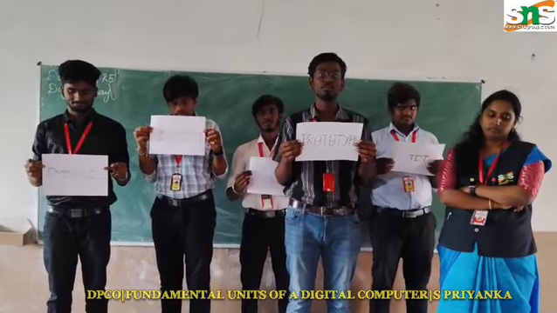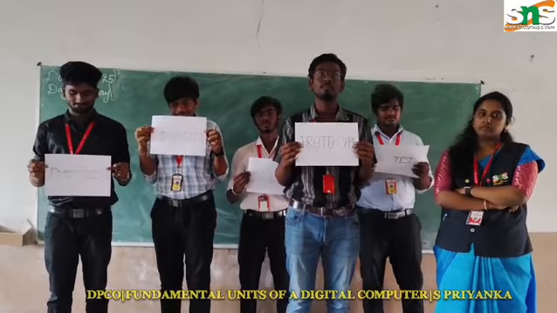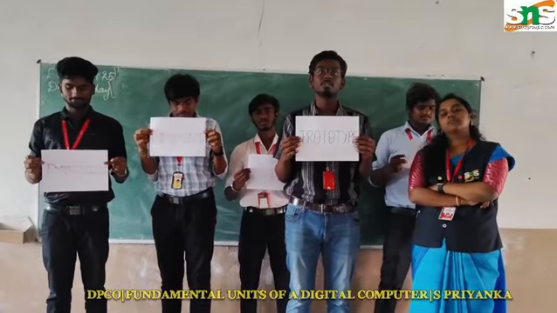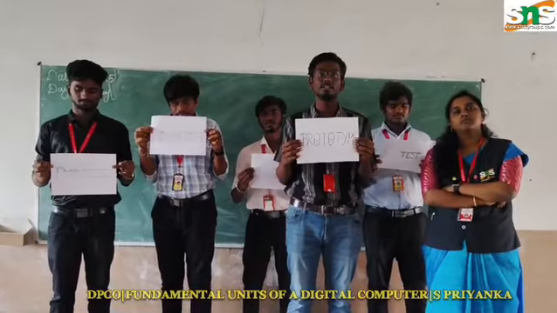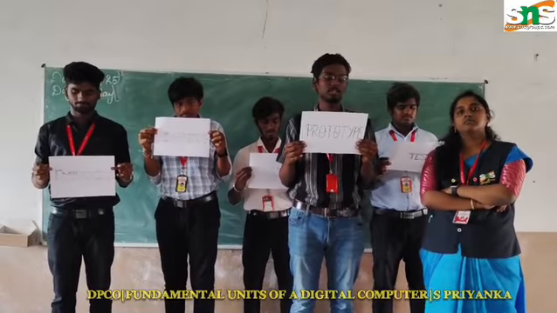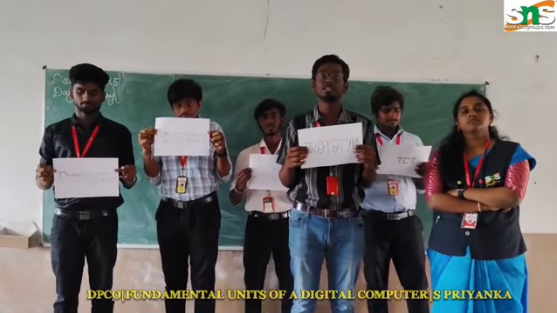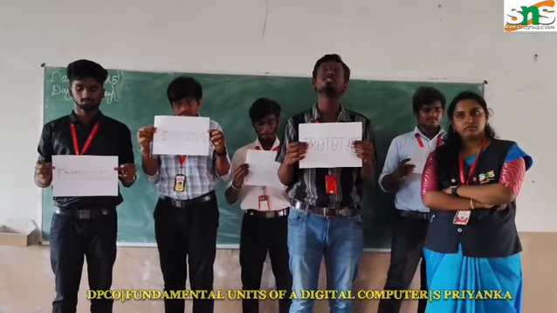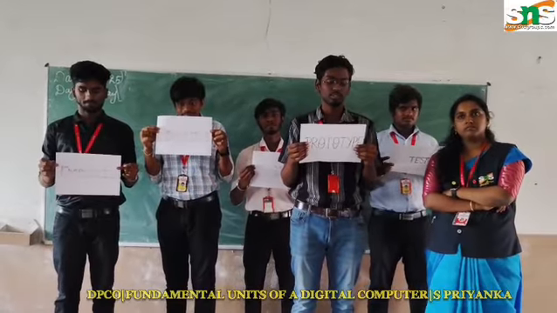The user types 2 plus 3 using the keyboard, the input unit. The data goes to the memory unit. The control unit sends it to the arithmetic logic unit for calculation. The ALU performs addition and sends the result on. The control unit sends the result to the output unit. The monitor displays the final result, 5.